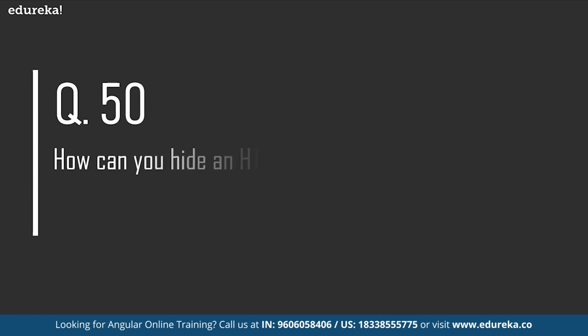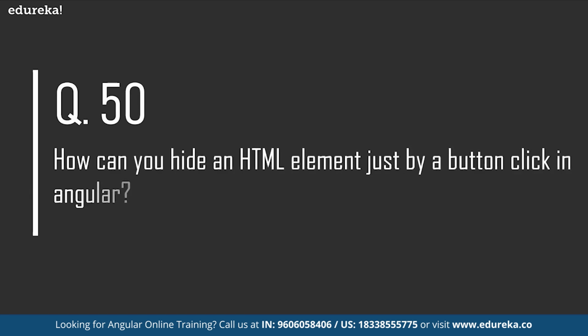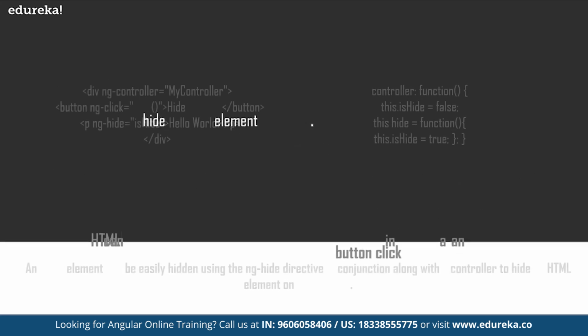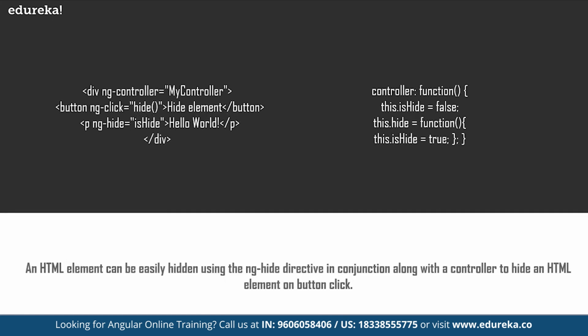Our last question of the day is, how can you hide an HTML element just by a button click in Angular? Now, an HTML element can be easily hidden using the ng-hide directive in conjunction with a controller to hide an element on button click. So all you have to do is create a button that says hide element, and in the controller you have to write a function which sets this.isHide, which is false, and then you just convert that to true. And this can be done with the ng-hide directive while it is bound to the isHide variable.